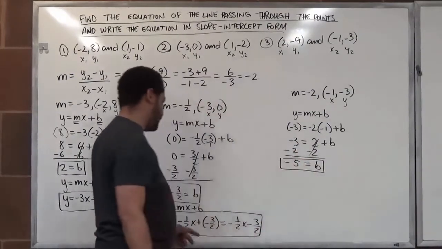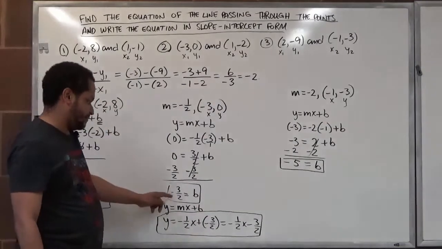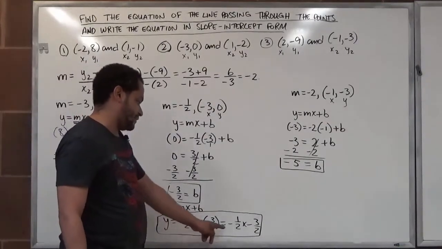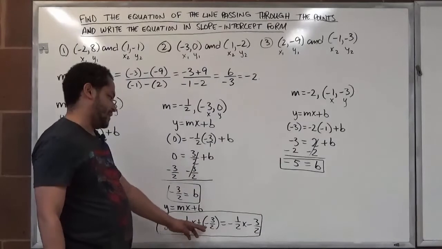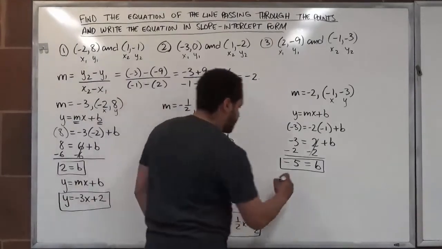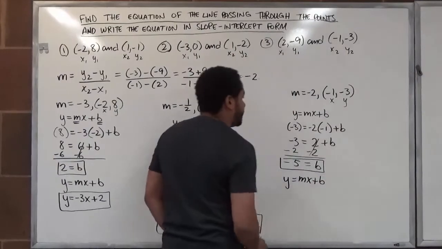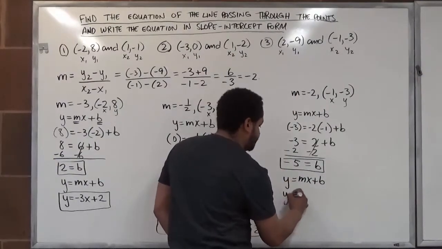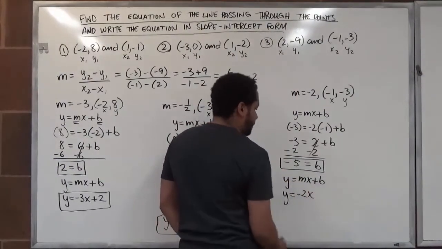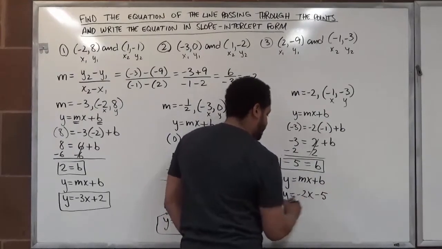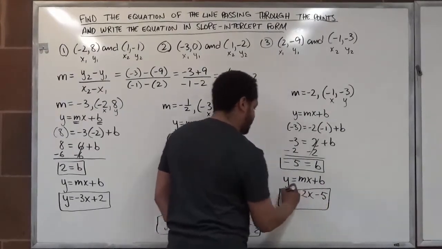And just like the previous one, if you have a negative b term, you could just change the symbol from plus to a minus, because a plus and a minus make a minus anyway. And so when we do y equals mx plus b, our m is negative 2, and our b is negative 5. And there's our equation in slope-intercept form.